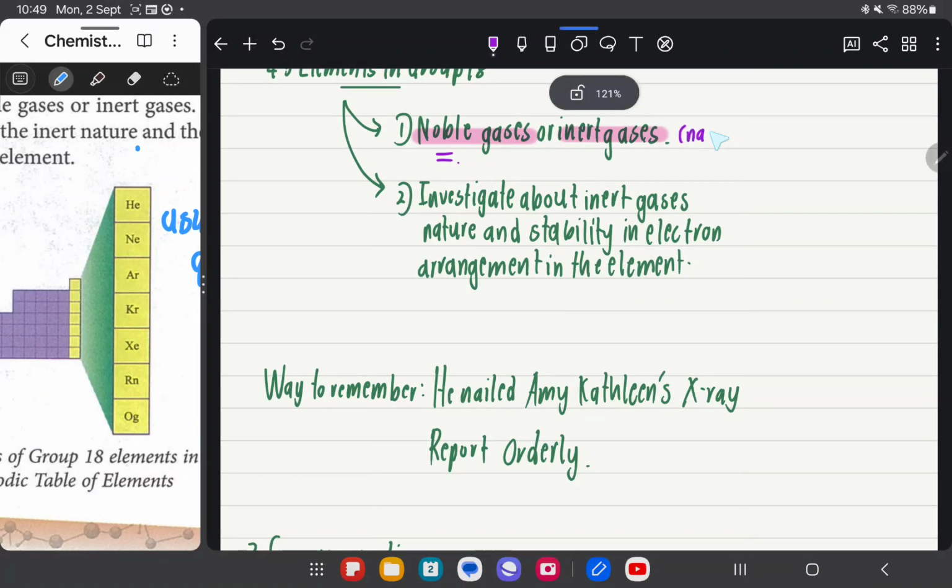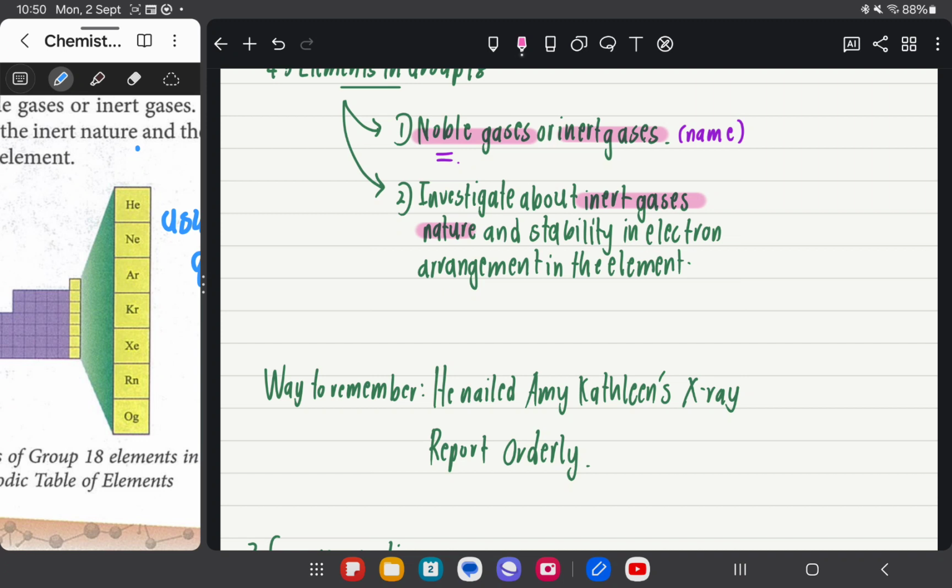But what we are going to study in this group 18 is basically the inert gas nature, its properties. Do you understand? Like when we say your attitude, we relate it to your behaviour. If you are a hot-tempered person, then you won't simply talk to people, maybe like that. So this is also the same.